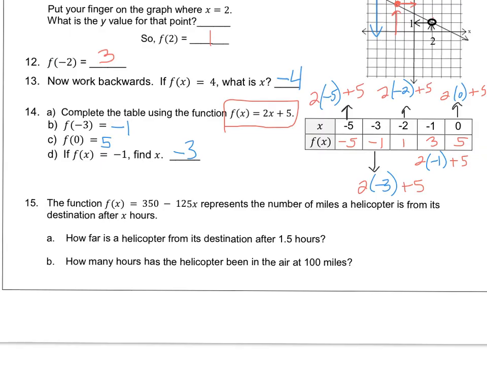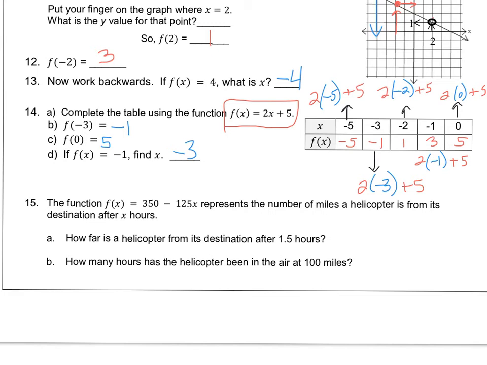Okay, so the first thing you had to do in order to answer number 14 is to complete the table. So what I did was I just took my equation, my function, and I plugged in each one of my x values through the process rule and completed my table. So there it is for 0, for negative 1, negative 2, negative 3, and negative 5. Once my table was completed, it was very simple to look at the table and fill in the answers.